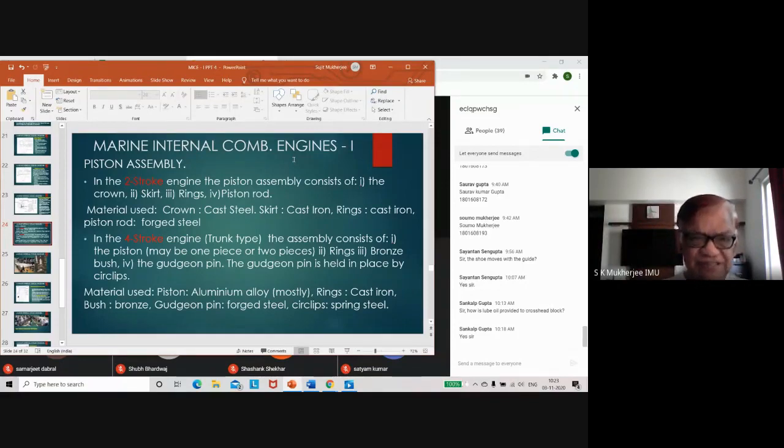Okay, so the material used in this piston assembly: the crown is generally made of cast steel, right? The skirt is made of cast iron because the skirt does not suffer as much stress as the crown. Cast steel is more costly, more difficult to machine, and not necessary really. You don't need to make an ordinary pipe of titanium. It doesn't make sense. Of course, titanium is much stronger, but similarly, you don't need to make the cast iron skirt of cast steel. Cast iron is easy to make, cheaper in cost, and it performs the required function very well.